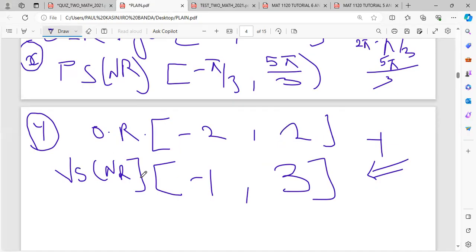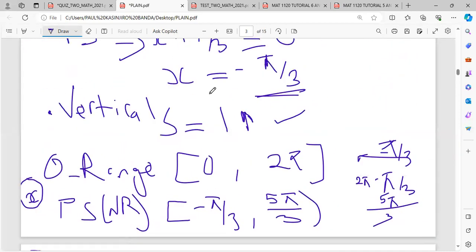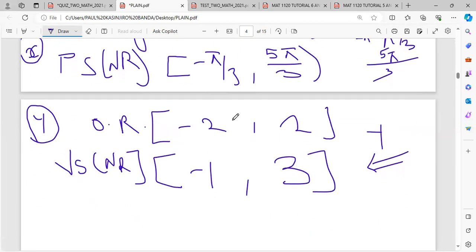Then how do you get the new range? You apply the vertical shift. The vertical shift is just 1 here, so you add 1 on both this and this side. If I add 1 here, I'm going to have a -1, and if I add 1 here, I'm going to have a +3. So that's the summary.